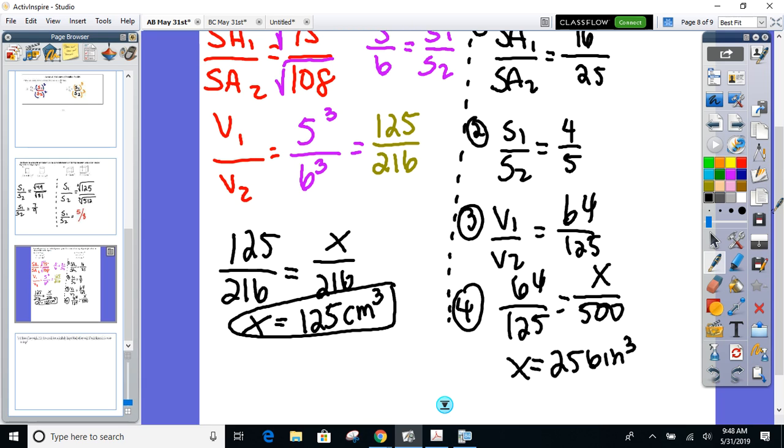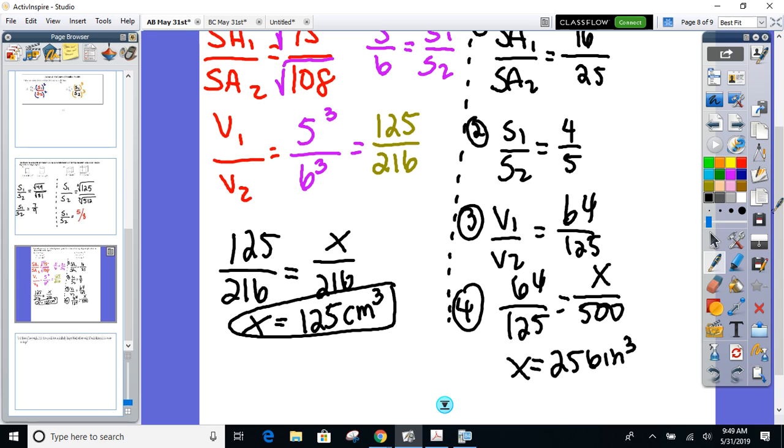What are we looking for? Volume. Our volume and similarity in the same ratio? Which is what we did, right? Oh, what are you saying? Could you go 4 cubed over 5 cubed equals x over 500? Yeah, absolutely, that's fine. You don't have to do 64, because 4 cubed is, what's that?